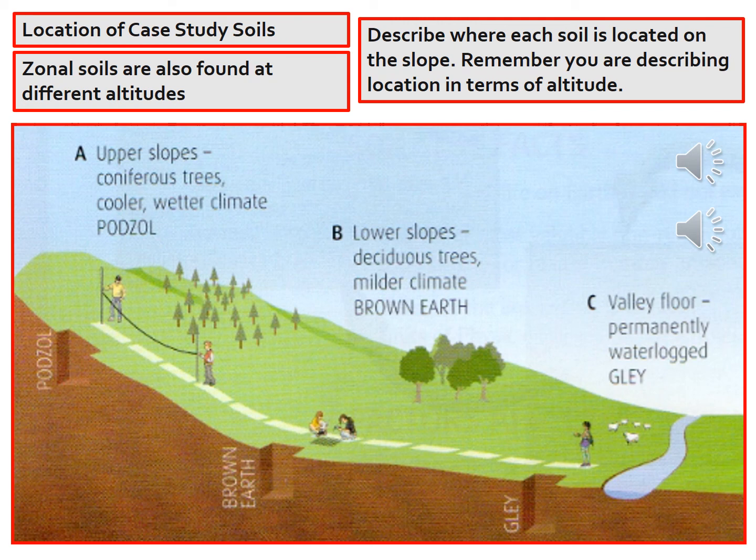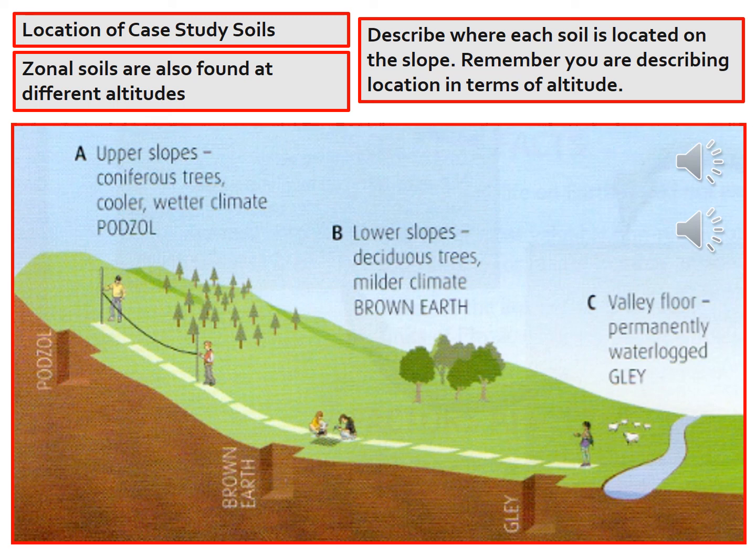Okay folks, the next subtitle is zonal soils are found at different altitudes. Try the wee task, describe where each soil is located on the slope. Remember, you are describing location in terms of altitude, and there is a wee bit of writing on the diagram to help you with this.